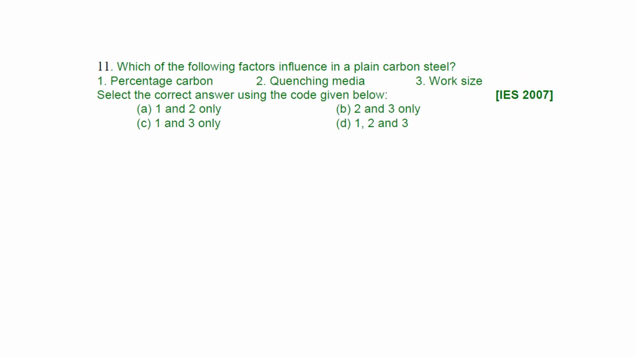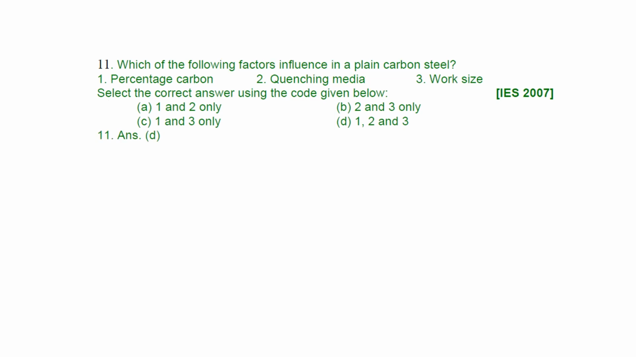Okay, next question, which of the following factors influence the plain carbon steel. Okay, percentage carbon, quenching media, work size. Okay, its answer is actually D. All of these is correct. Okay, so all the factors influence: percentage carbon, quenching media, work size.